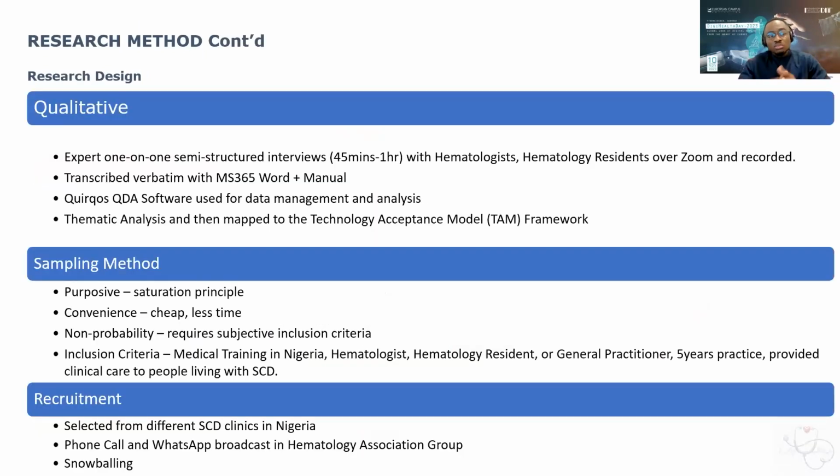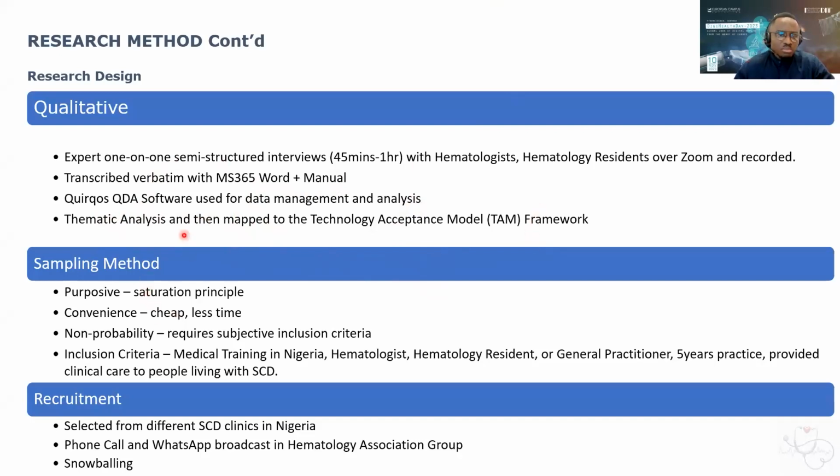Moving forward, my research was basically a qualitative study, a one-on-one interview with experts, that's hematologists and residents as well. After the interview, it was transcribed verbatim, using MS Word as well as manual transcription. Then the Quecos qualitative data analysis software was used for data management as well as for analysis. After I analyzed the data extracts, I mapped them to the thematic analysis framework, to the technology acceptance framework, to be able to get themes from these interviews.